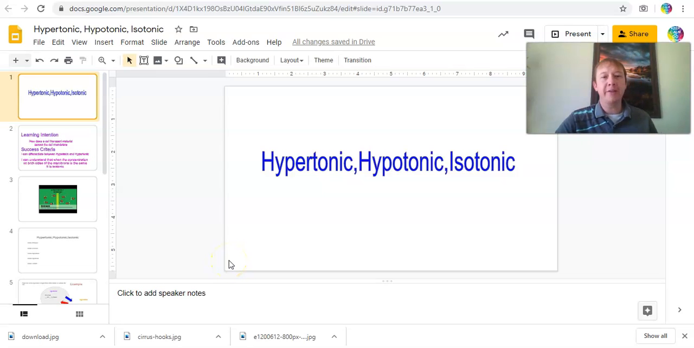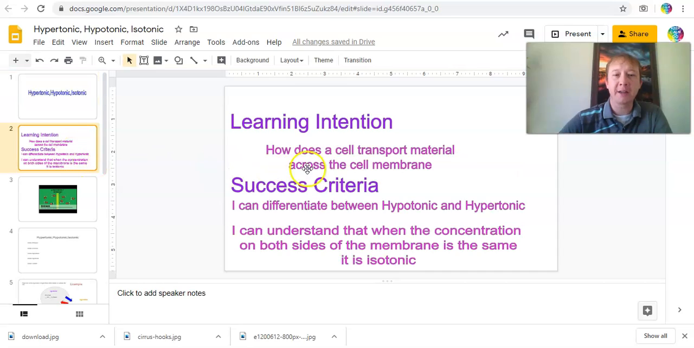Okay, so here's a guide video on how to do the hypertonic, hypotonic, and isotonic Google Slides assignment. The first page is just the title. The second page shows what we want you to learn, which is basically understanding how cells transfer materials across the membrane.